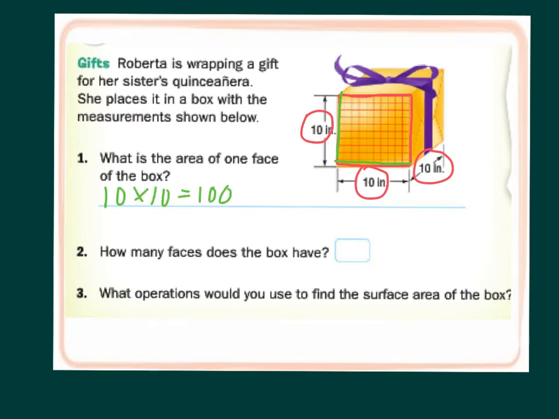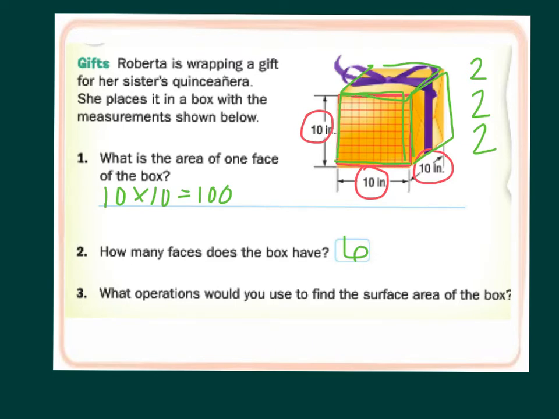Okay, how many faces does this box have? Okay, so we said this was a face. So there's a front, and we know there's a back, so that's 2, front and back. Then there's a side right here, and then there's one on the other side, so that's another 2. And then there's a top, and there's a bottom, so that's another 2. So there's 6 faces, okay, and they're all 10 by 10 by 10.